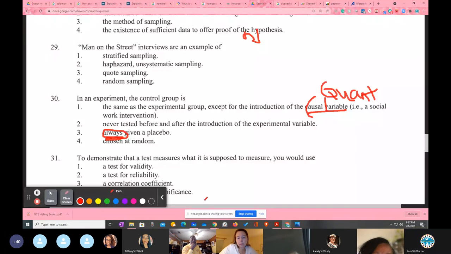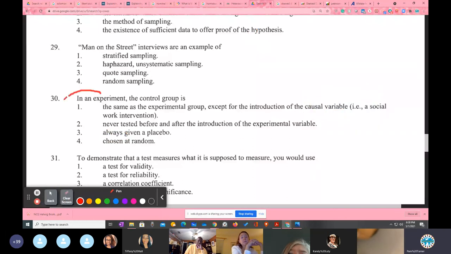Okay, well, I see that. So the one that's not being manipulated, but that doesn't give me an answer. So which is the best answer of these? 4. Exactly. Chosen at random. Perfect. Next week, I'll teach on how to answer the questions, right?